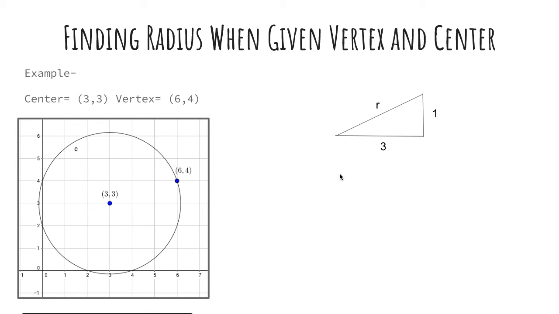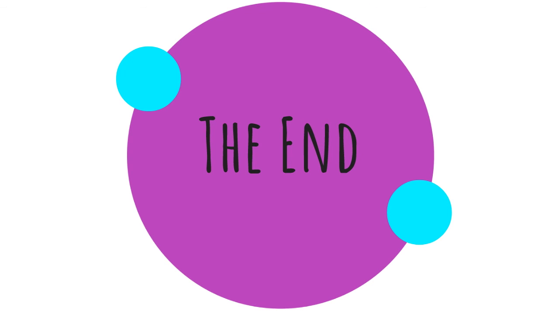So if you do that, it looks something like this, where 1 is A and 3 is B and R is C. So you get R equals root 10. And you don't need to simplify root 10 any further, so root 10 is your answer. That's the end.